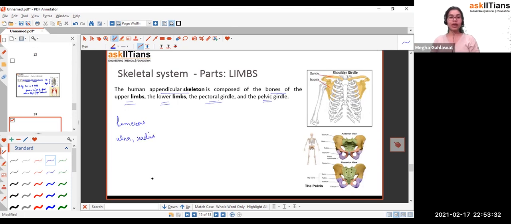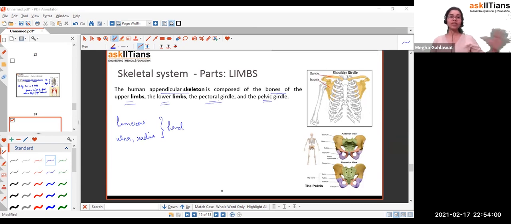And apart from that, we have the bones which are present in the hands. We have the metacarpals, carpals, and phalanges. Phalanges are the ones present in the fingers, metacarpals are present in the palm area, at the back of the palm, and carpals are present in the wrist. Now that being said, these are the hand bones. Then we're going to move to the leg bones.